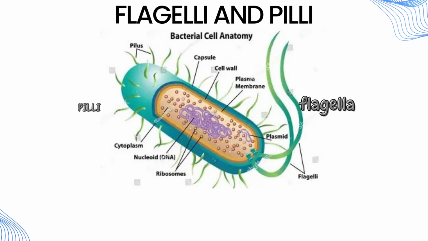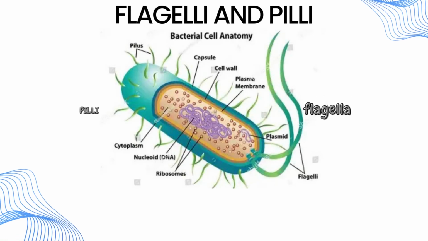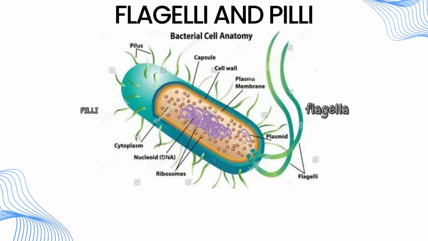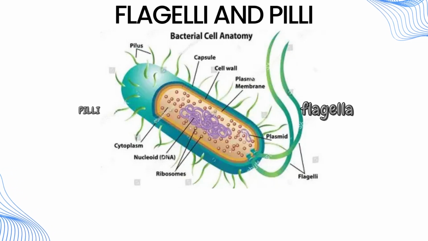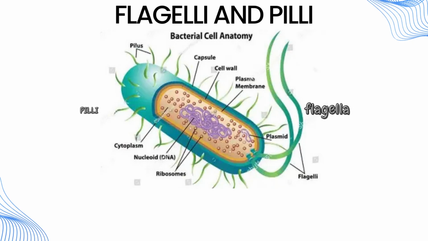The pili and the flagella. So these are hair-like structures found on the surface of the bacteria or the prokaryotic cell. They can be used for attachment or movement. Now, note that not all prokaryotic cells have these features. Only certain types or specific prokaryotes have these.